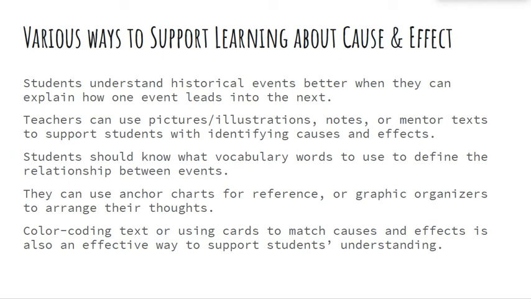There are various ways to support learning about cause and effect. Students understand historical events better when they can explain how one event leads into the next. Teachers can use pictures, illustrations, notes, or mentor text to support students with identifying causes and effects. Students should know what vocabulary words to use to define the relationship between events. They can use anchor charts for reference or graphic organizers to arrange their thoughts. Color coding text or using cards to match causes and effects is also an effective way to support students' understanding.